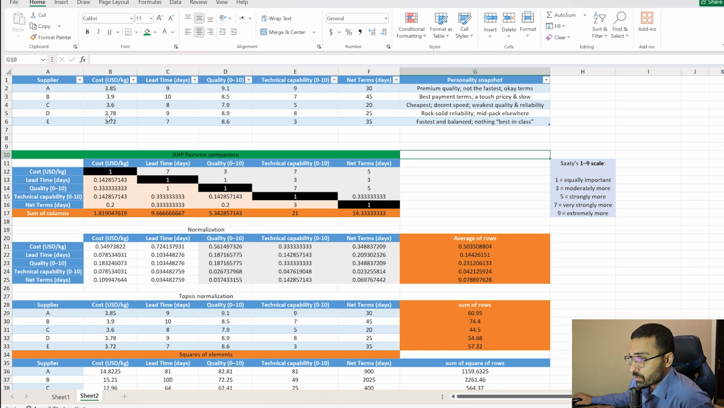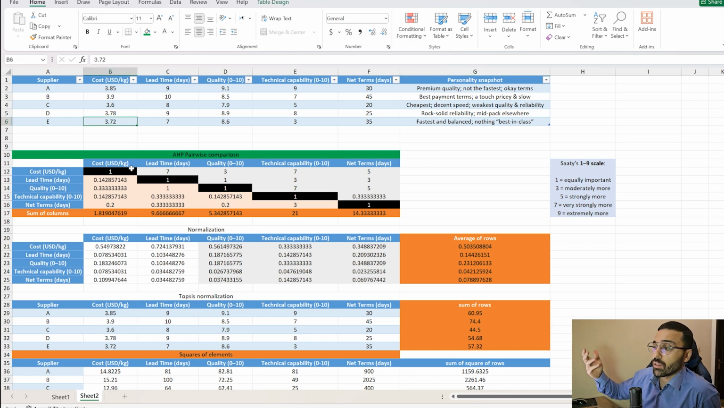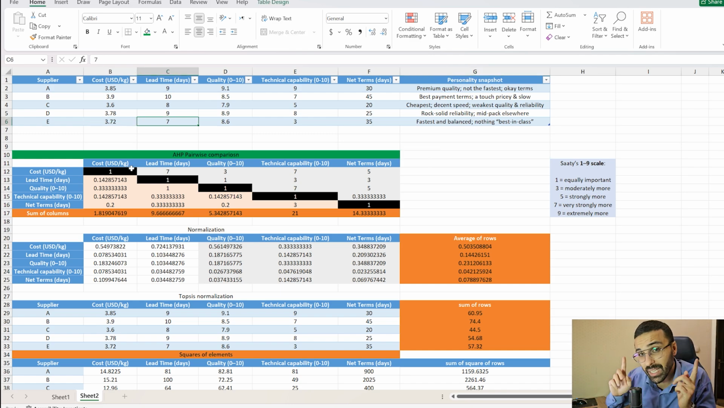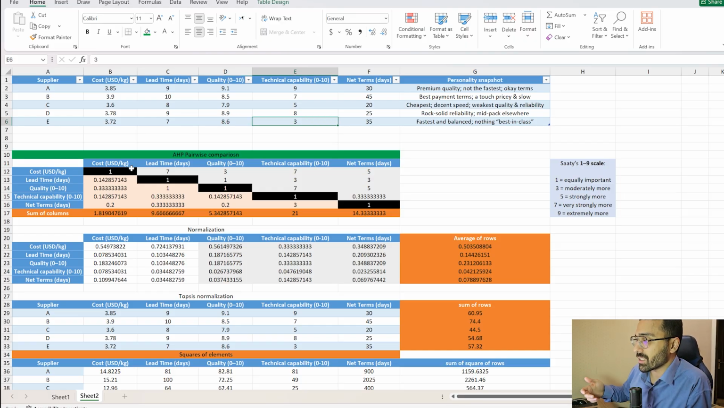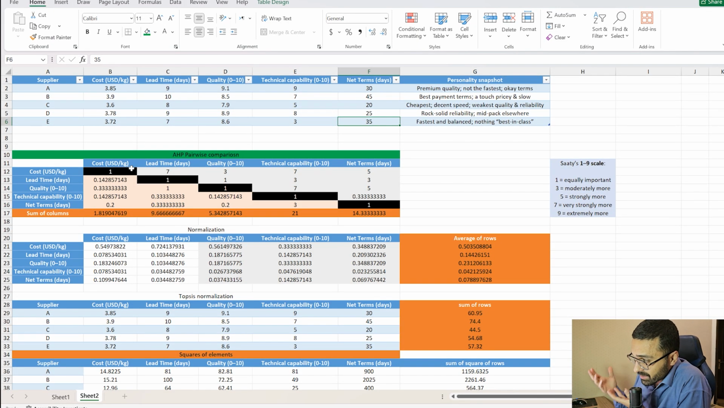As you can see here, supplier E was not the lowest price option. It has the lowest lead time, okay? It has a relatively good quality. It has a technical capability of 3, which was the lowest among the others, and that was because the way we structured the problem was that the technical capability wasn't a thing for us. And finally, the net terms is 35, which is the second best one that we could have.